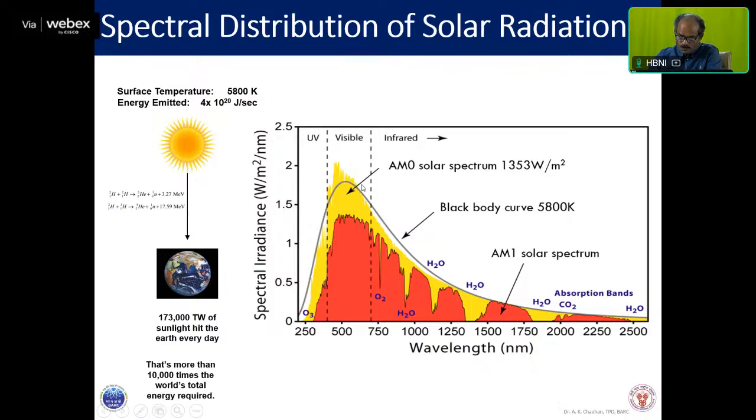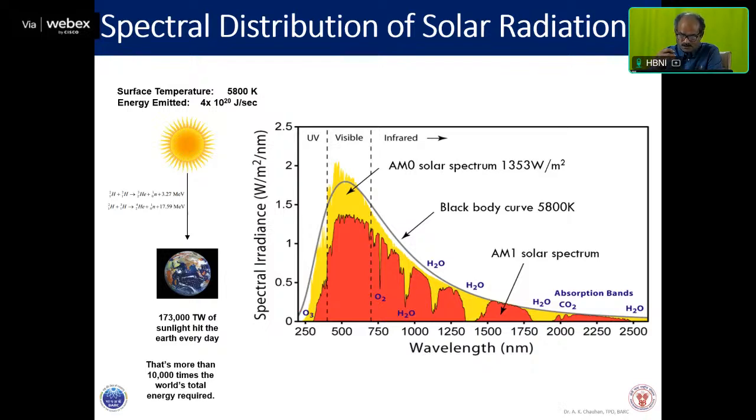Now, this is the theoretical. If you measure just outside the atmosphere of the Earth, this is the spectrum, the yellow one. So it is matching almost the same as this ideal black body radiation. So this yellow part is the spectrum of radiation received at the outer surface of the Earth.